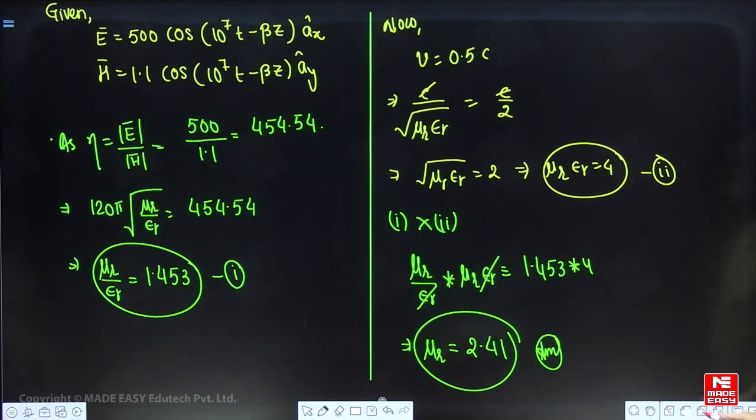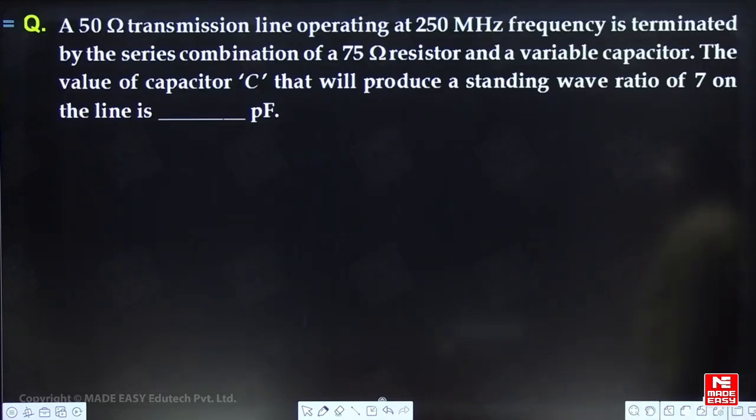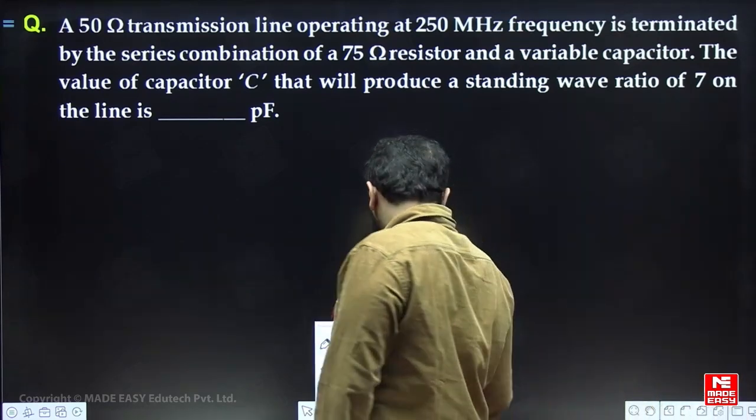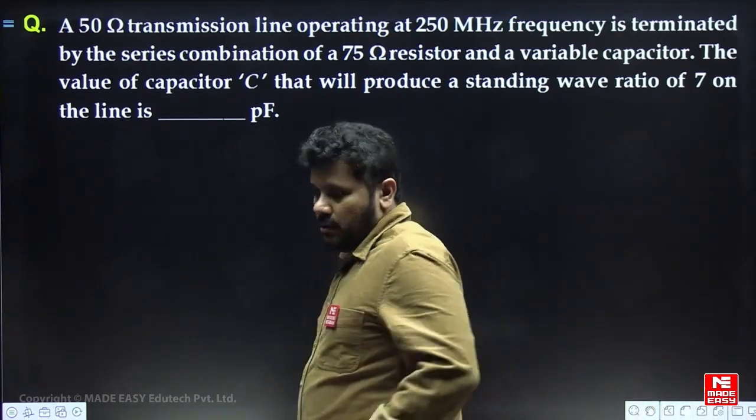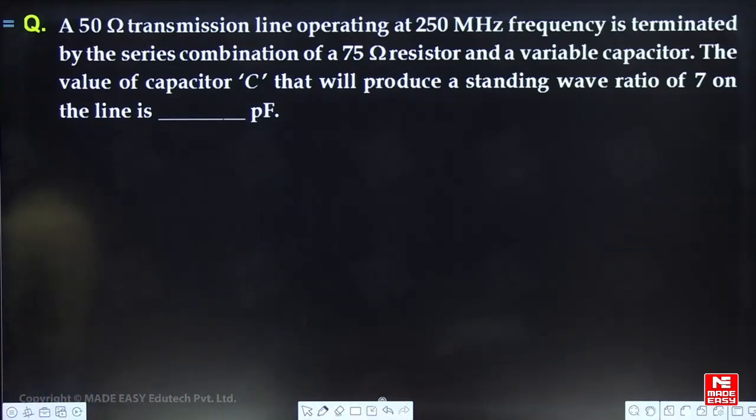So next question. Let us read. So the question says that a 50 ohm transmission line operating at 250 megahertz frequency is terminated by the series combination of a 75 ohm resistor and a variable capacitor. The value of capacitor C that will produce a standing wave ratio of 7 on the line is how much picofarad, right? So this is the question that has been given.